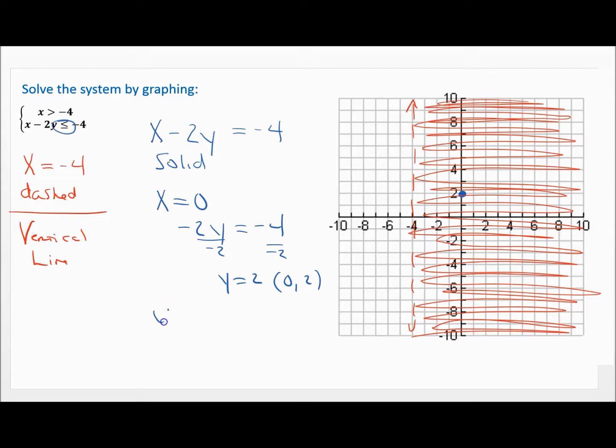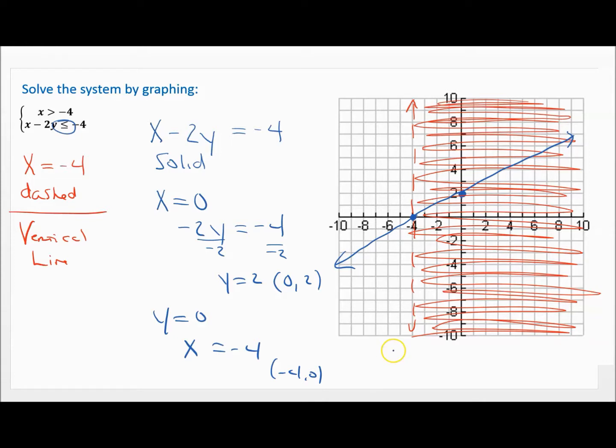Then I'm going to plug in y equals 0. So that's going to give me x, that's 0, equals negative 4. Well, okay then. X equals negative 4, that's the point negative 4, 0. That's right here. It's actually where the two lines cross each other. And I'm doing a solid line. So there's a rough version of what that looks like. But don't forget to shade.